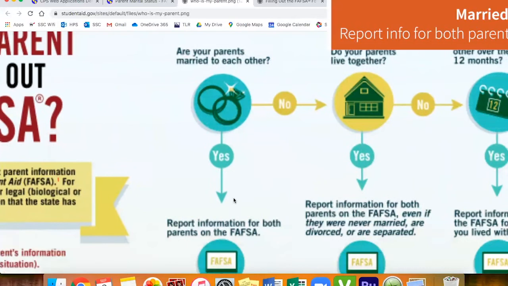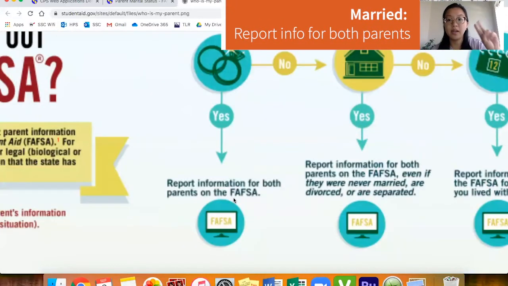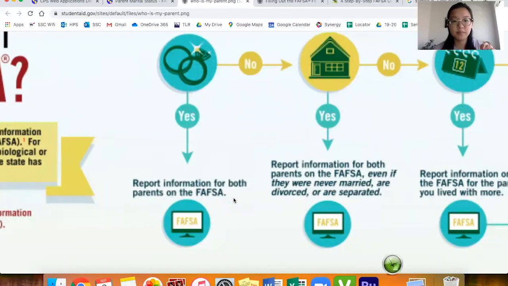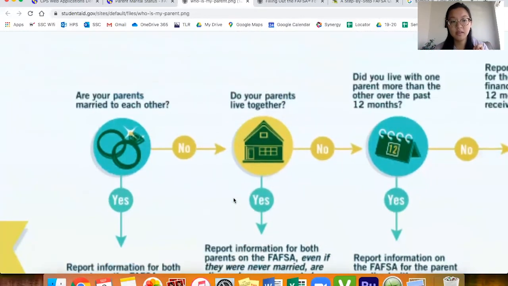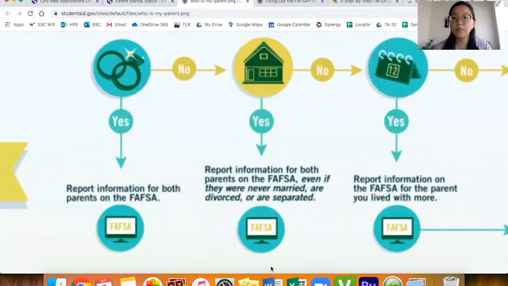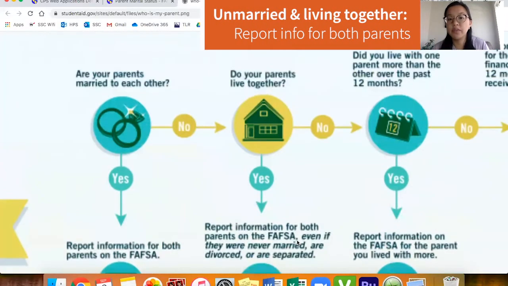If yes, then you're going to report on both of them. Okay, again, both birth or adoptive parents. If they are not married to each other, do they live together? If yes, then you're still going to report on both of them, just like you would if they were married.